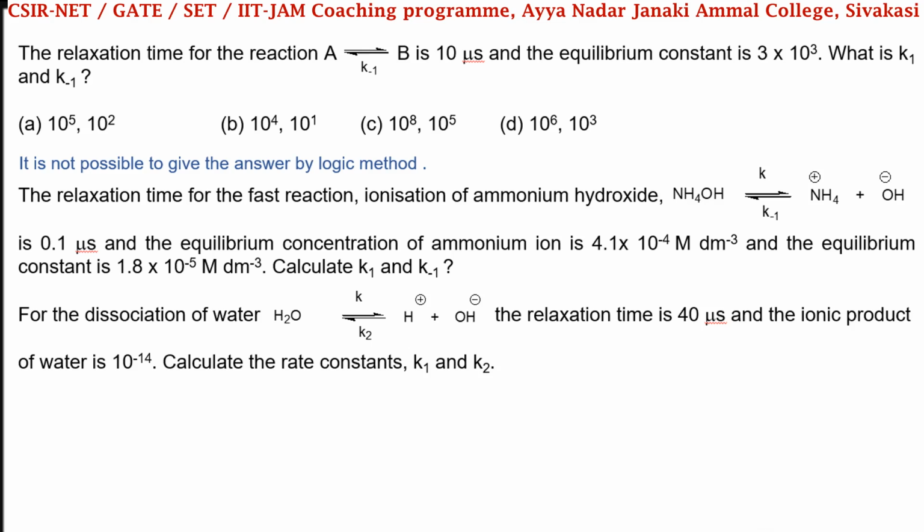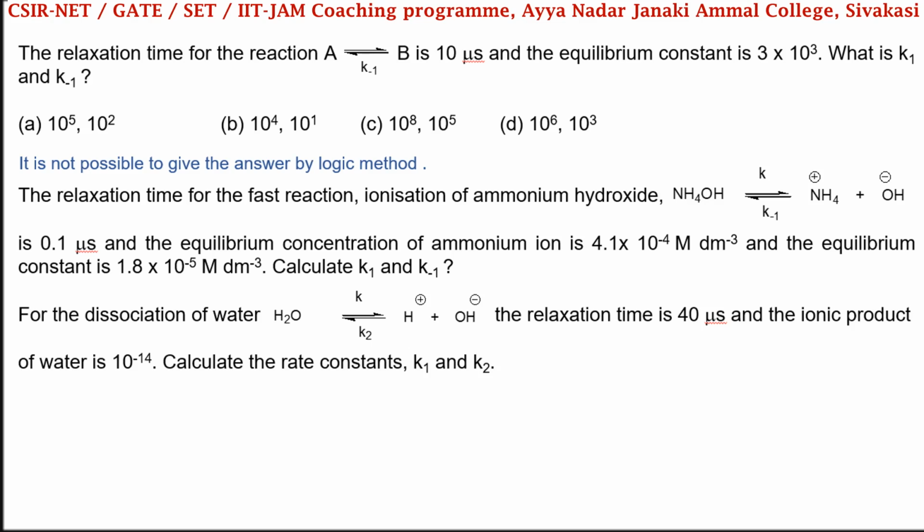The equilibrium concentration of ammonium ion is 4.1 into 10 power minus 4 mole per dm cube, and the equilibrium constant is 1.8 into 10 power minus 5 mole per dm cube. Calculate K1 and K inverse 1. We just have to find out K1 and K inverse 1, the options are not given. Okay, we will go for another type of problem, take down the problem.